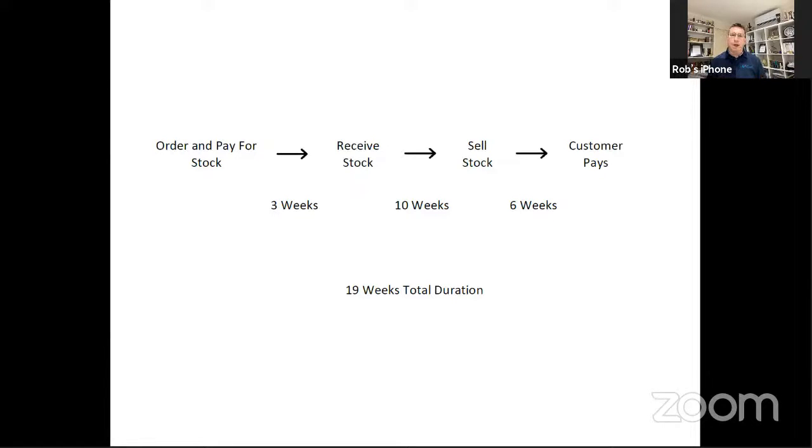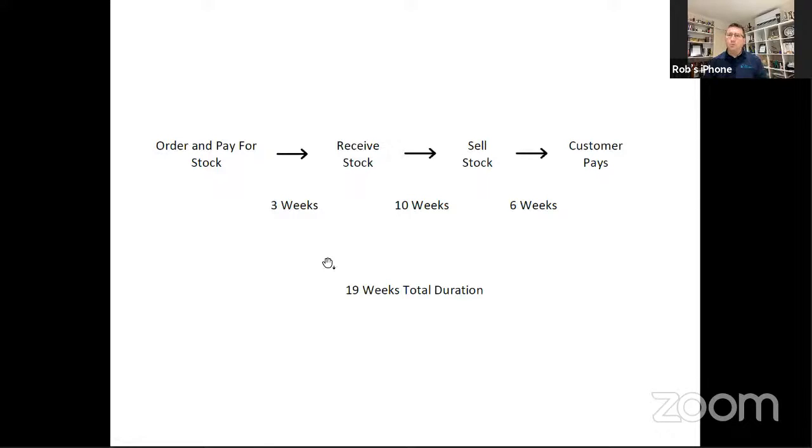Initially, when we're ordering and paying for the stock from overseas, let's assume it takes 3 weeks for that stock to get to us and be put on the shelves. So we've paid for the stock, and there's a 3-week delay before we can actually sell it. Then on average, our stock is on our shelves for 10 weeks before a customer comes in and buys it. Once the customer buys it, we've got customers on account, and on average they take 6 weeks from the date of invoice to actually pay us.